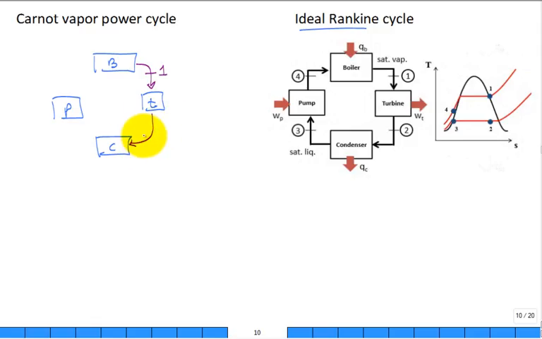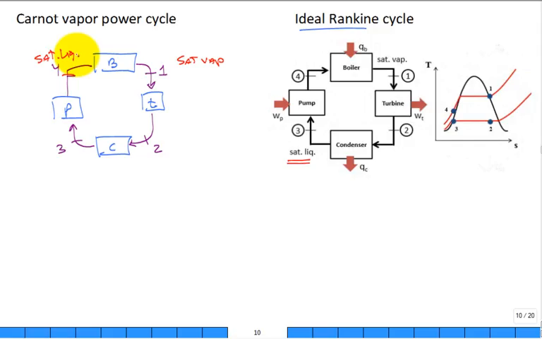From turbine to condenser, state 2, same. State 3, same. State 4, same. But there's going to be a difference. There has to be a difference. We're going to take saturated vapor out of the boiler. That's the same. But what about state 3? This was saturated liquid. No. In order to have a Carnot cycle, state 4 has to be saturated liquid. What? State 4 has to be saturated liquid.